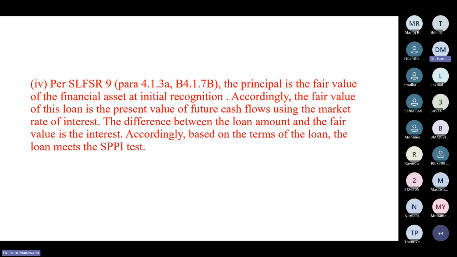Okay. Let's say the market rate is 13%, but employees are given 5%. There is a difference, no? When we calculate the present value, there is a difference. That difference is considered as the interest, right? Accordingly, based on the terms, the loan meets the SPPI test, right?